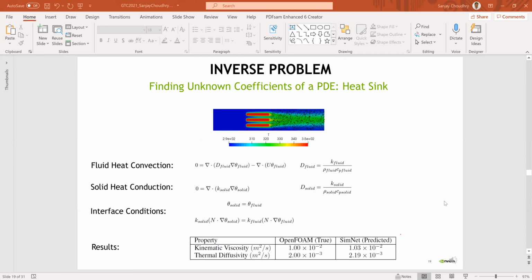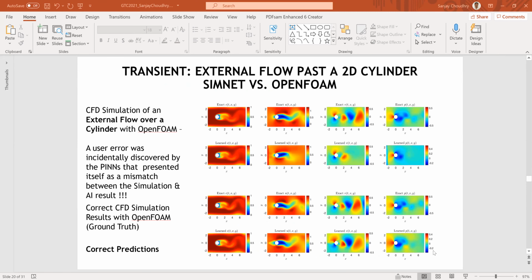And we got the coefficients. We did the solution with OpenFOAM, where the coefficients were the input, and we got the result and used the OpenFOAM result with Simnet to predict the coefficients back, which are very, very close in terms of kinematic viscosity and thermal diffusivity. So with that, we show that Simnet is able to capture these coefficients very well and is able to solve this inverse problem correctly.